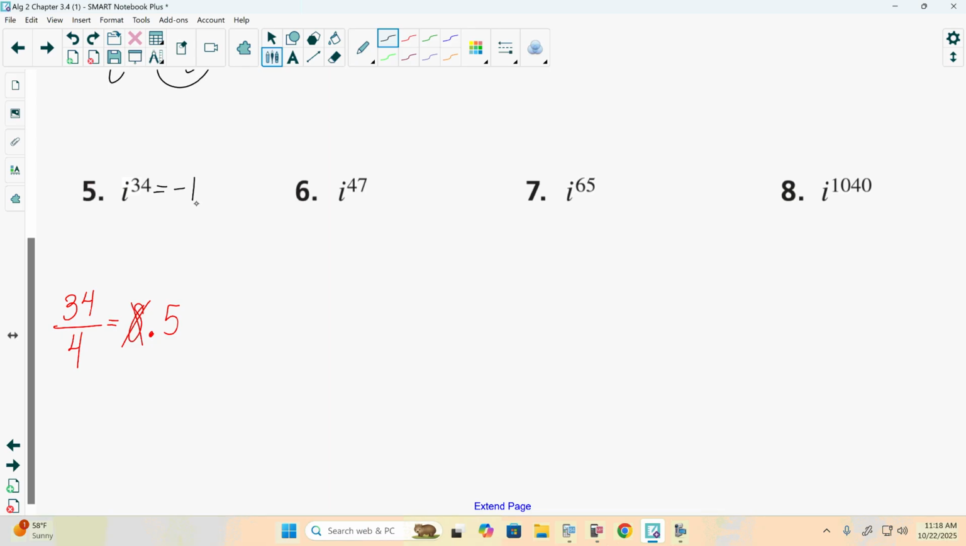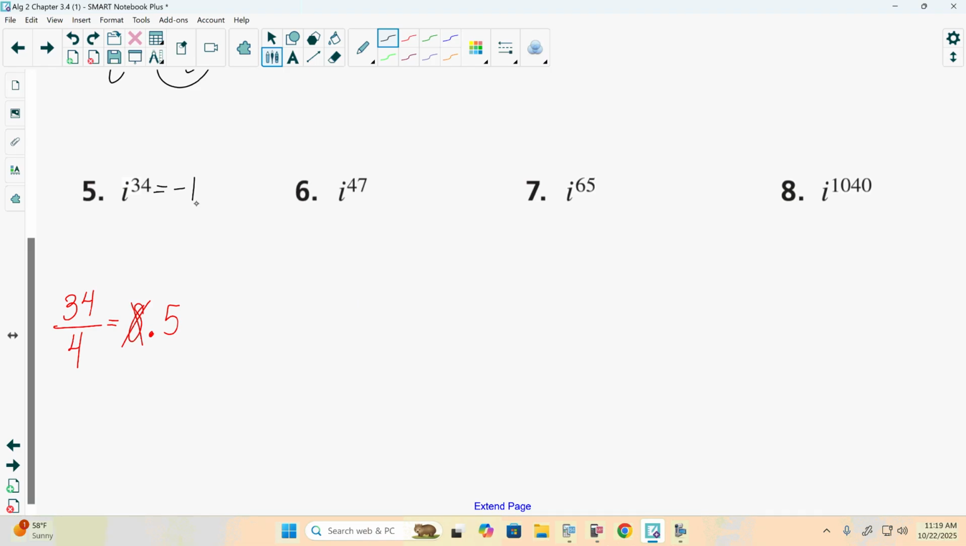It's -1. Yes. So there's 4 main terms. The reason we're dividing by 4 is there's 4 options that we can have for i. It's either going to be i, -1, -i, or 1. So as the powers increase, we're going to be in one of these 4 spots. The nice thing with this is that depending on which of the 4 it is, the decimal will tell us which one we're at.